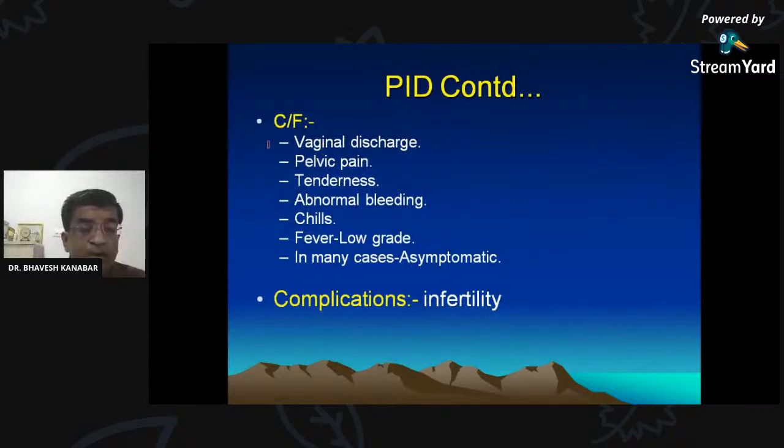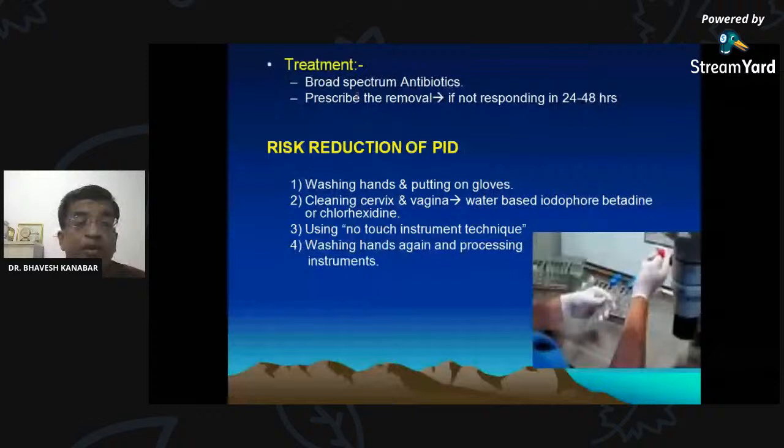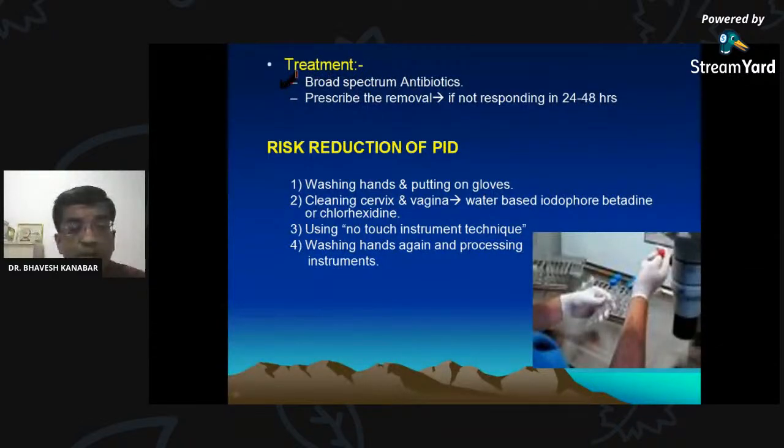Clinical picture of PID: vaginal discharge, pelvic pain, tenderness, abnormal bleeding, chills, fever; as it is an infection, there is low-grade fever. In many cases, it can be asymptomatic. And the most common complication of PID is infertility. Treatment of PID is broad-spectrum antibiotics, and prescribe removal if it is not responding within 24 to 48 hours.